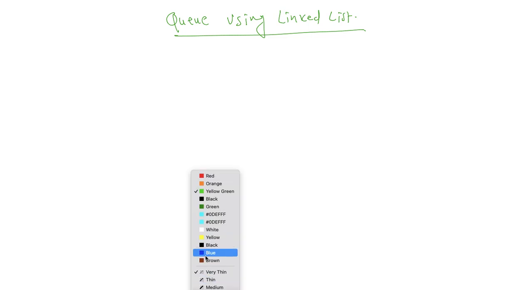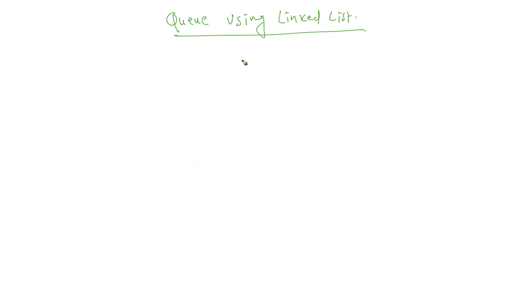So welcome back students. We are discussing queue implementation using linked list. In the previous video we saw that the queue implementation using linked list looked like this. We have a linked list. Linked list means there are nodes which are interconnected.